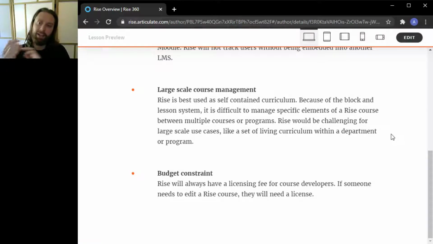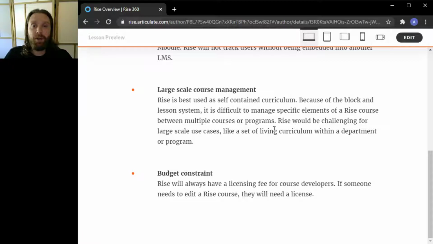A SCORM package, think of it like a textbook. Don't think of it like living curriculum. And last, it's always going to cost more. It's going to cost more either in terms of licensing or in terms of time. Those are the big cons to Rise. If your project is not subject to those cons, no problem.